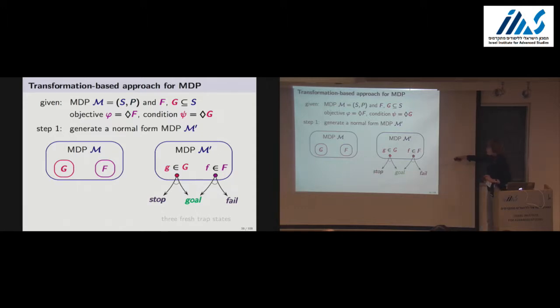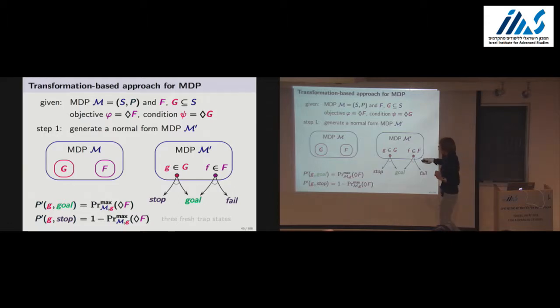Whenever we visit a state in G, we have a probabilistic choice to move to stop or goal with these transition probabilities. The rationale is as follows. As soon as you have reached a state in G, which means that we have fulfilled the condition, and we want to maximize the probability for eventually F given eventually G, then the best thing you can do is to maximize the probability from this state to reach F. So we take the maximal probability to reach F from this state G for the transition from G to goal, and with the remaining probability, we move to the state stop.